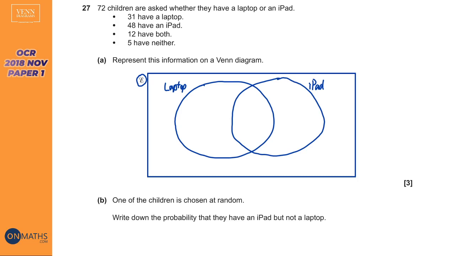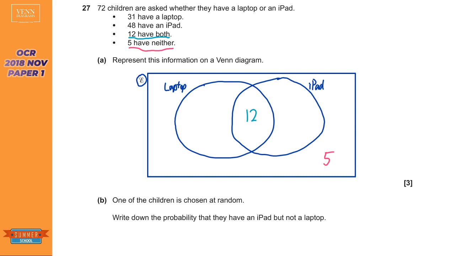The easiest ones to label first are the both, because that'll be a nice 12 in the middle there, and neither. Now the 5 that are neither just go anywhere inside the rectangle, because all 72 children have to be inside the rectangle, but just not in a circle because they don't have a laptop or an iPad.